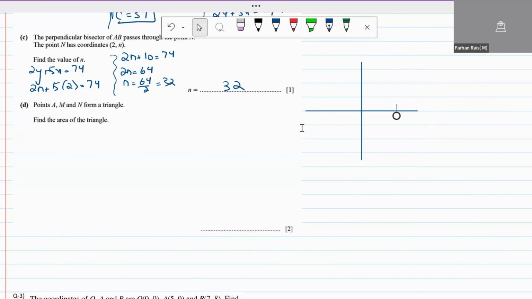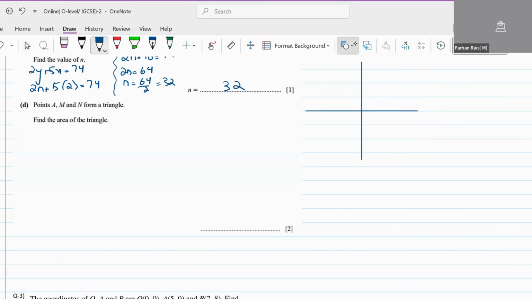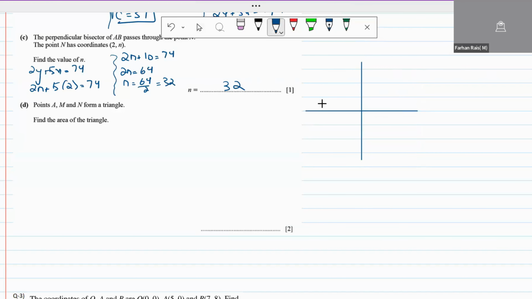So either the base side is parallel to the y-axis or the x-axis. So when it's parallel to the x-axis, this would be the base for us, and this gap would be the height for us, when it's parallel to the x-axis.